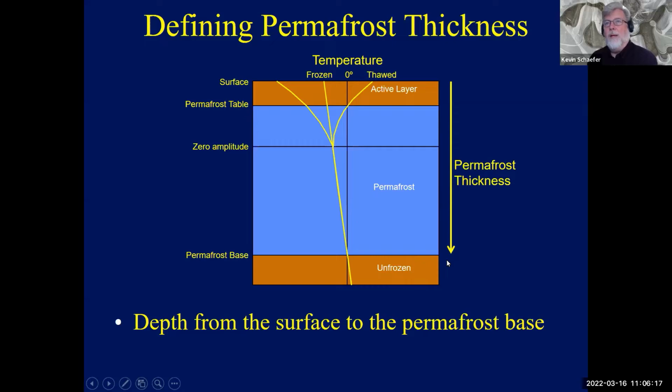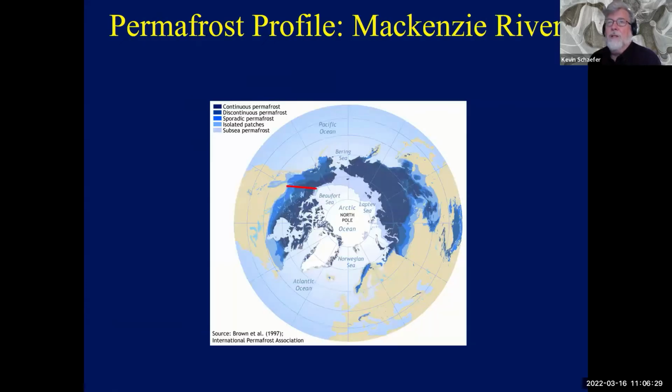Now, the thickness of the base, or the permafrost thickness, is essentially a balance between freezing from the surface and warming from the Earth's interior. And so it varies with space and time. And to illustrate that, I'm going to take a transect of the Mackenzie River. Now, this is a map showing permafrost distribution in the northern hemisphere. And you see a red line there right through Canada. And that represents the Mackenzie River basin, you might say. So this line pretty much goes right down the center of the Mackenzie River Valley.